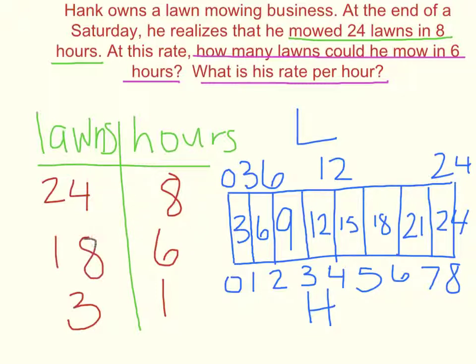Okay. And I know that I'm not totally done yet because I have all of my work shown, but I don't actually have a final answer. And remember, we have 2 questions. How many lawns could he mow in 6 hours, and what is his rate per hour? So I need to make sure that I write that. I'm going to switch colors here.